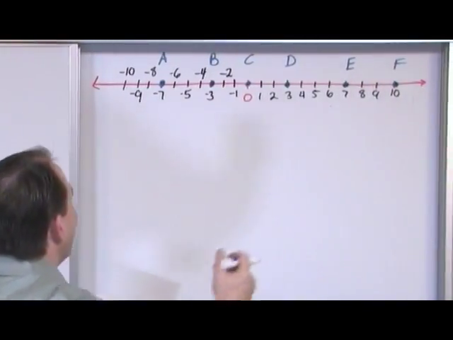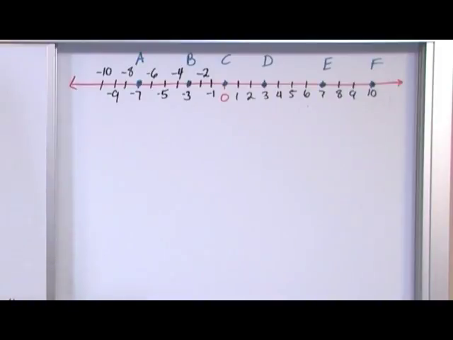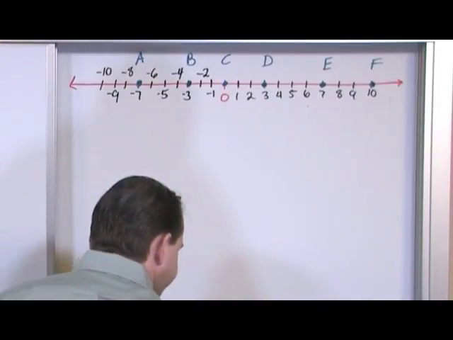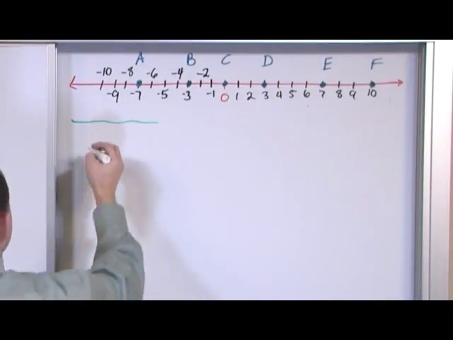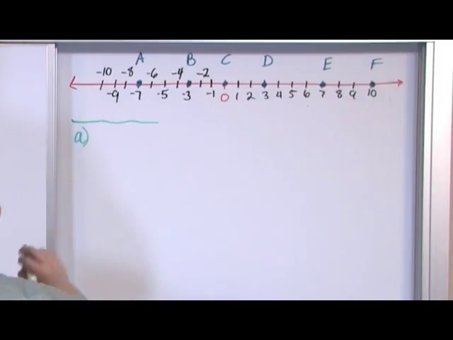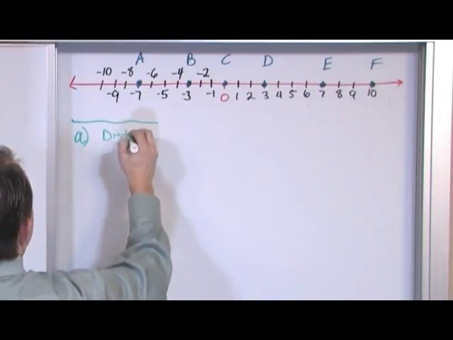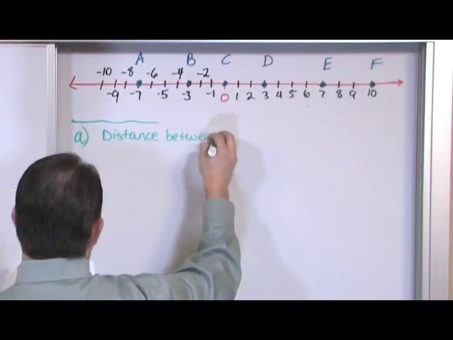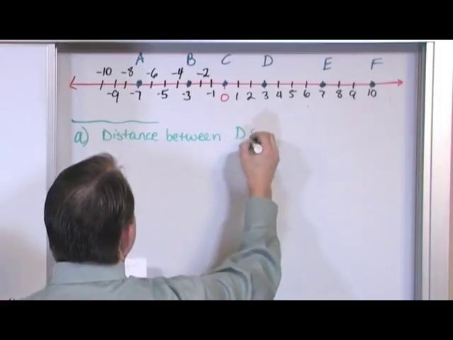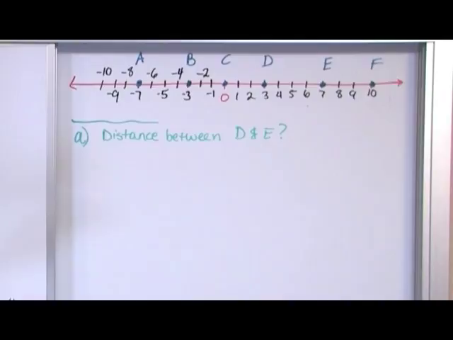All right, so we have these points. There's nothing significant about them other than I just put them there as a label. So what I want to know is, I'm going to ask a few questions. And the first one is going to be, what is the distance between D and E? The points D and E, the distance between the points D and E.